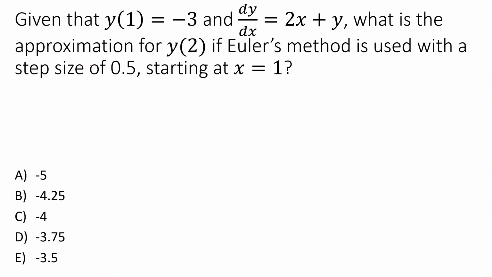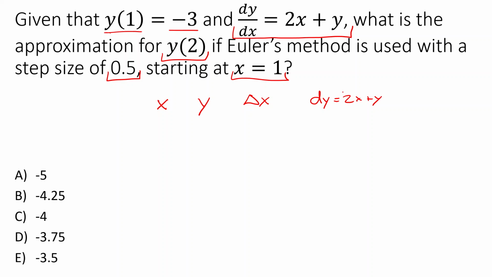All right, so let's try one more here, and then that will be the end for Euler's method. So given that y of 1 equals -3, and the derivative is 2x plus y, what is the approximation for y of 2 if Euler's method is used with a step size of 0.5 starting at x equals 1? All right, so remember, for Euler's method, we had x, we had y, we had delta x, and we had our dy, which was f prime, or the derivative here, which is 2x plus y times the delta x, or times the dx.